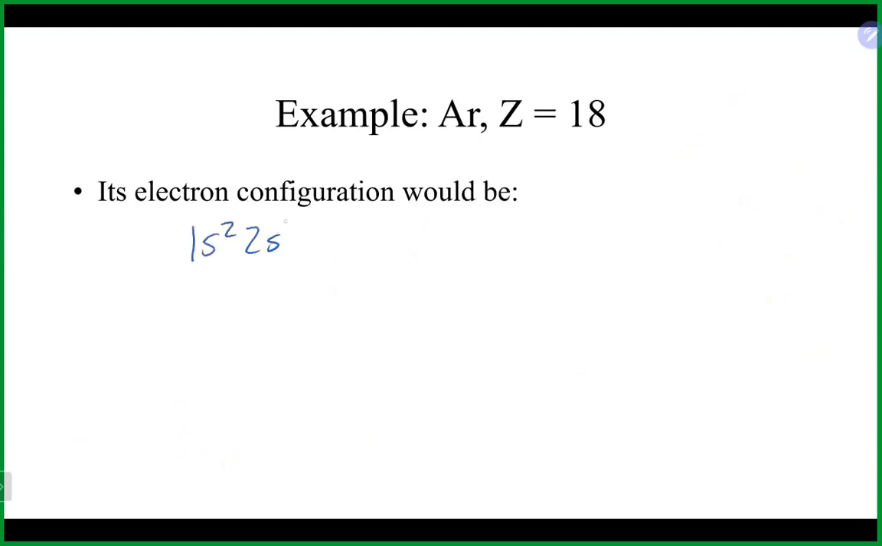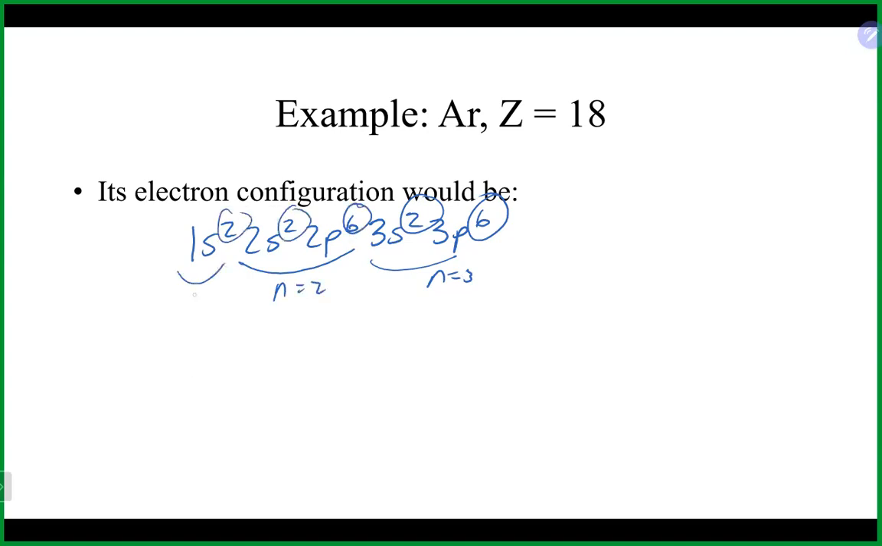That's going to get us 1s2, 2s2, 2p6. Again, we're going to go to 3s2 and 3p6. Once again, if we count the top numbers there, we get 18. In this case, on the third energy level, we have 8 electrons. On the second energy level, we also have 8 electrons. And on the first energy level, we have 2 electrons.